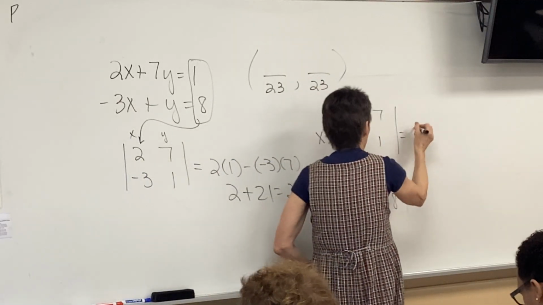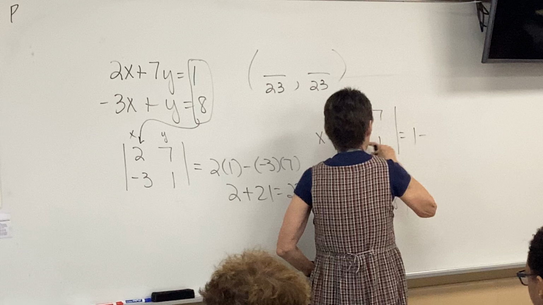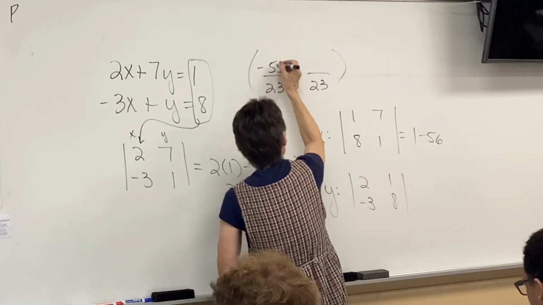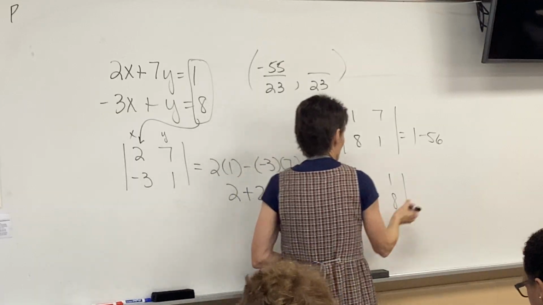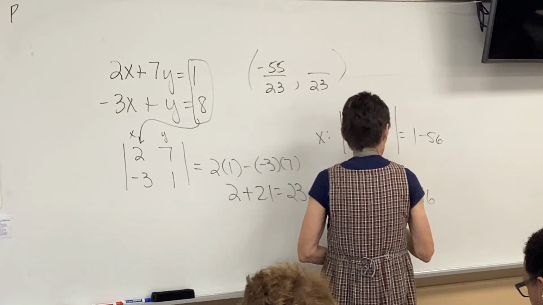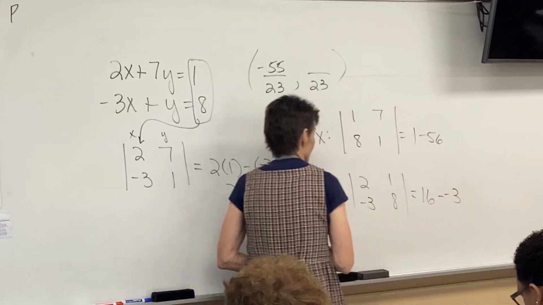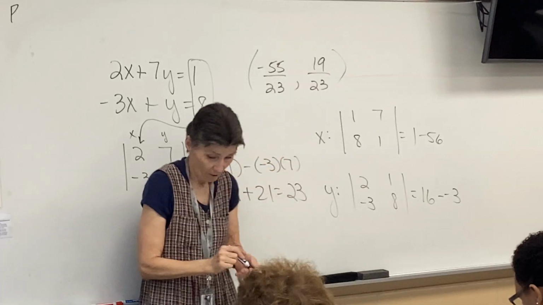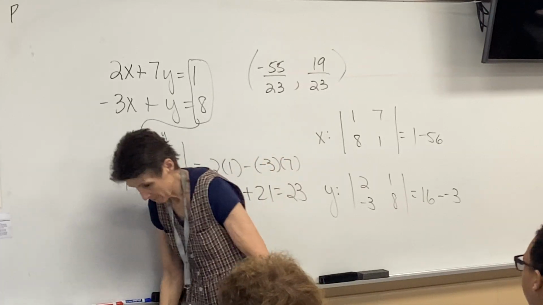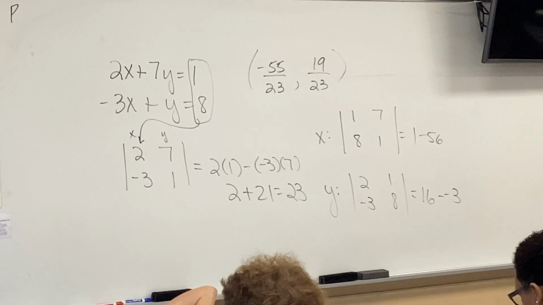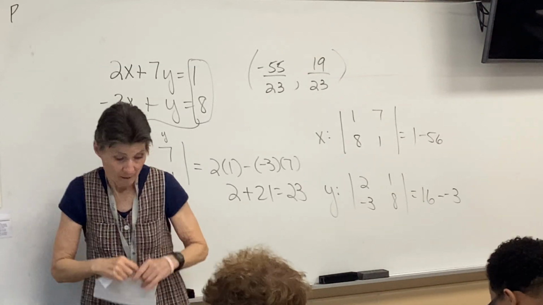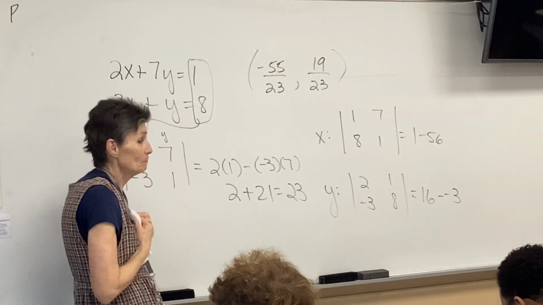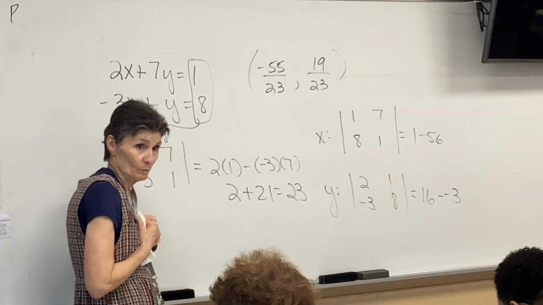So this is 1 minus 56, so negative 55. And 16 minus negative 3, 19. Now that is an awful, awful answer, but you know what? It doesn't matter, because all I have to do is write it down. I don't do any math. I just gotta write it down. All right, that's Cramer's rule.